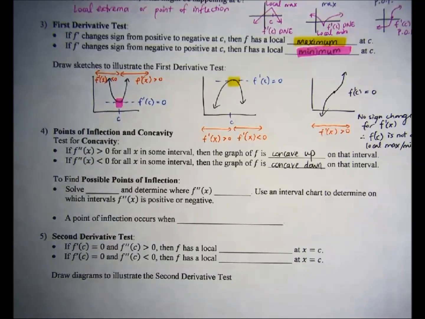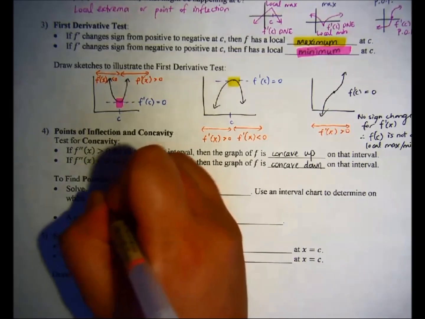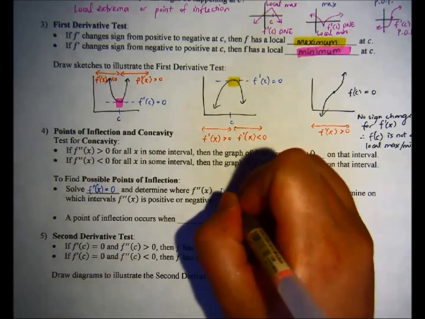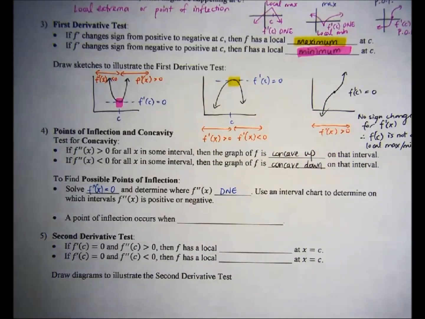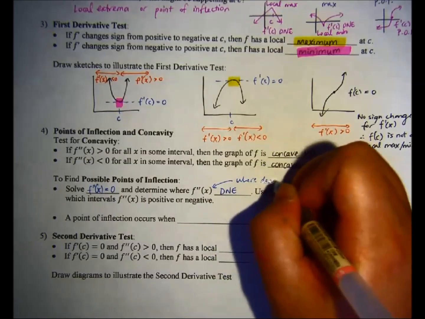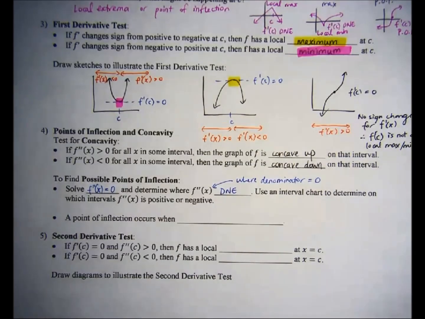All right, now for the possible points of inflection, you want to look for where the second derivative is equal to 0, so you solve that equation, or you determine where the second derivative does not exist. And usually this happens where the denominator of the second derivative equals 0. Use an interval chart to determine on which intervals the second derivative is positive or negative. And then a point of inflection will only occur when the sign of the second derivative changes.